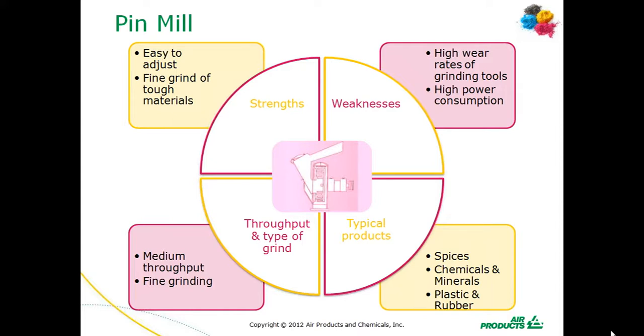Pin mills can have either one or two rotating discs with inlaid pins that provide the grinding action. They can provide a fine grind of material but can suffer from high wear rates on the grinding tools and pins due to the design of the mill. Often pin mills are used for grinding spices, chemicals and thermoplastic materials.